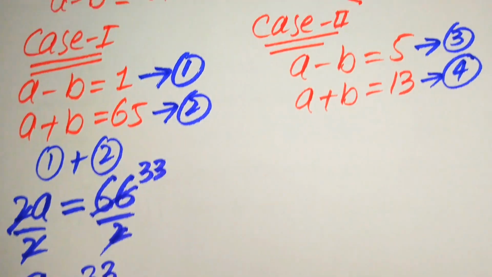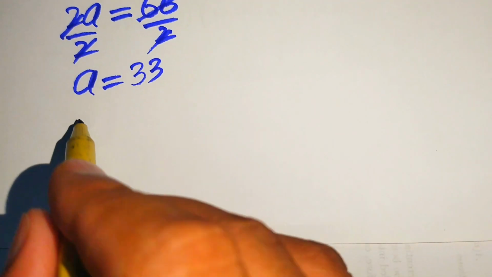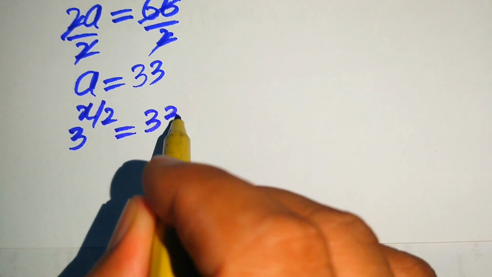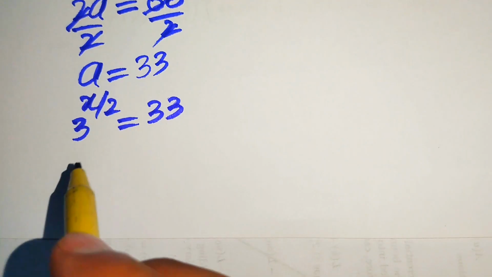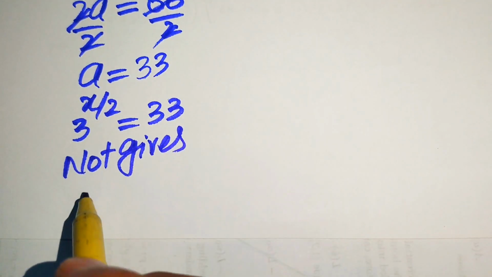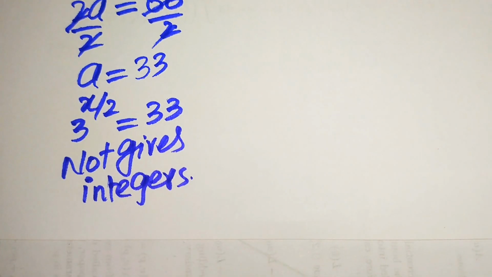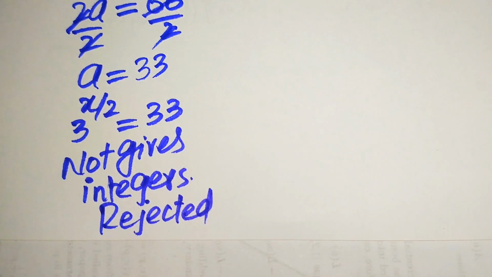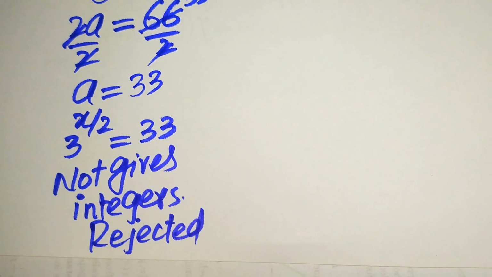And if we back substitute the value of a, we have 3 to the power of x over 2 equals 33. So in this case, we cannot get an integer solution. Okay, so here we just write that it does not give an integer solution. So we reject this case because we are solving this problem only for integer values of x.